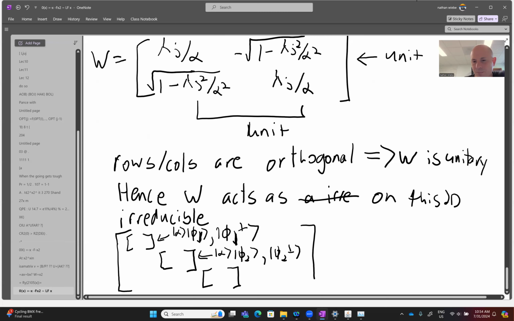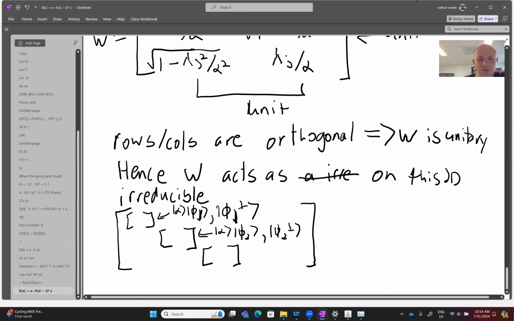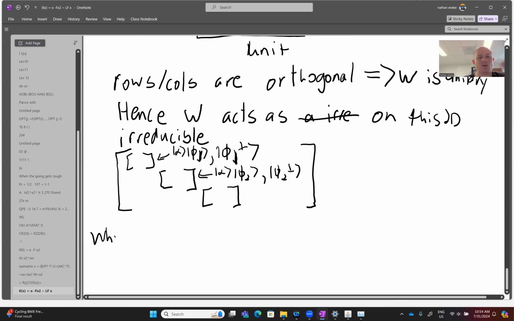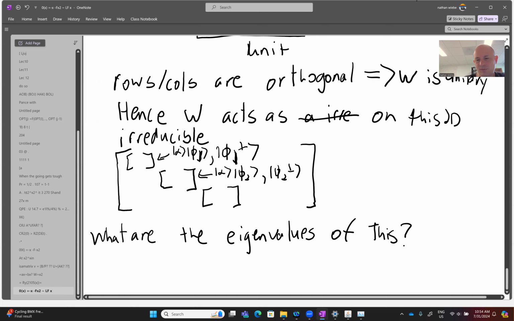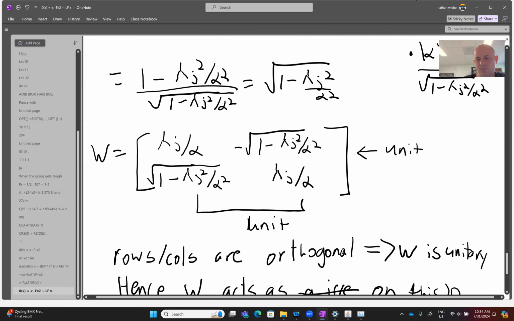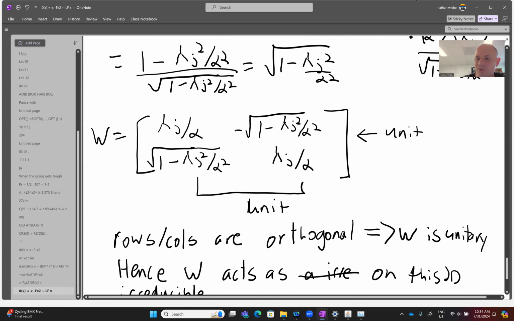You get the idea. Now, the question is, what are the eigenvalues of this? Okay, the eigenvalues of W are actually really easy. We can see immediately that this is just Ry of arc cosine of lambda j over alpha.